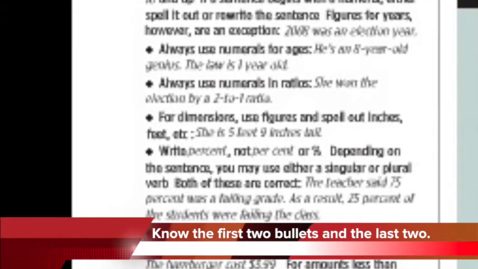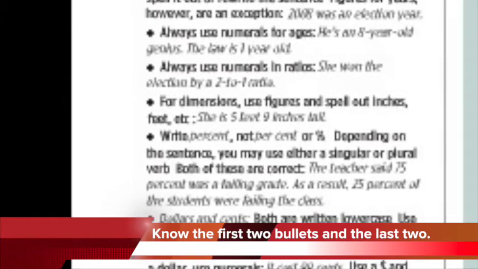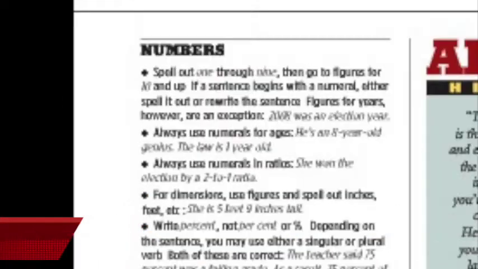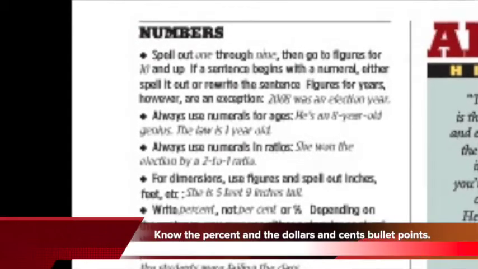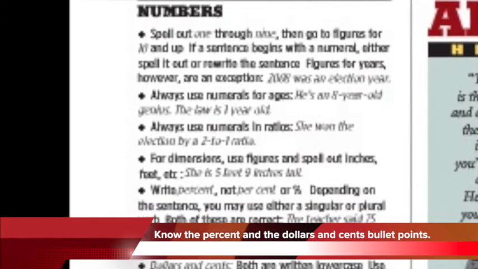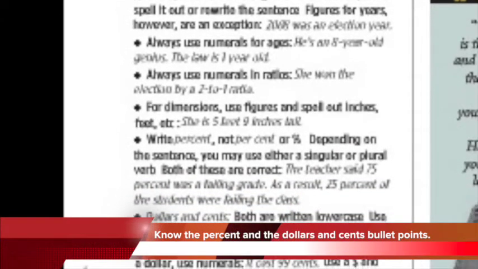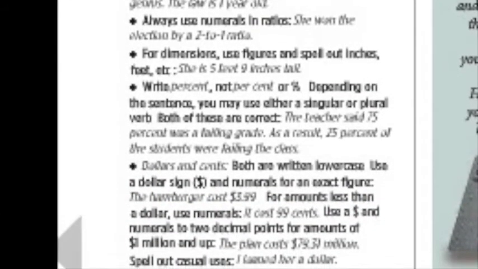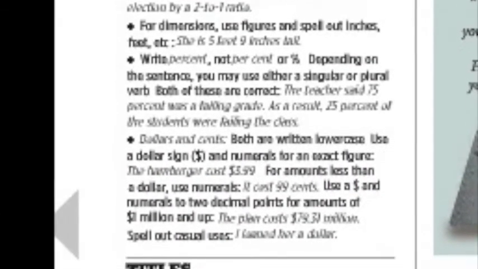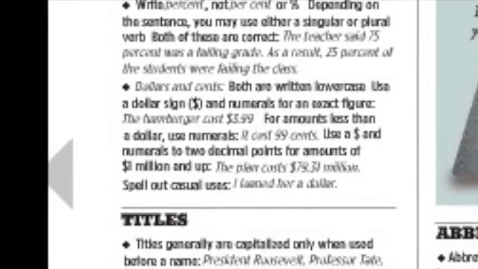Next one, always use numerals for ages. So even someone younger than 10, you're going to use a numeral for that, the number 8. So those first two, you basically want to memorize those. But write percent, not two separate words, or the symbol. Okay, so we do not use the symbol for percent, but we do, in the next one, use the symbol for dollars. We don't use the symbol for cents. We spell out the word cents if the amount is under $1. Do you see that? That sounds contradictory.